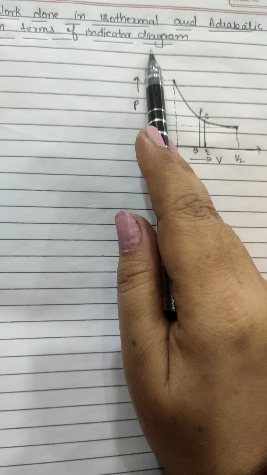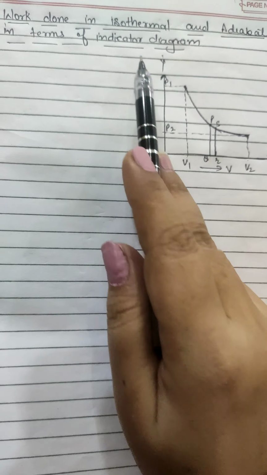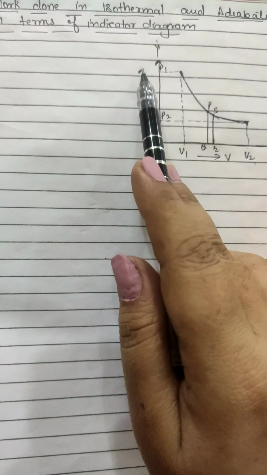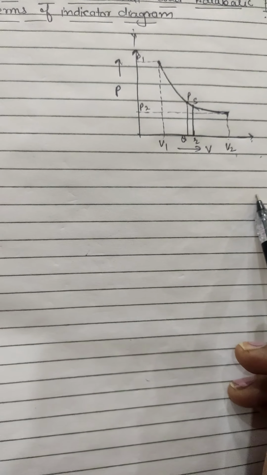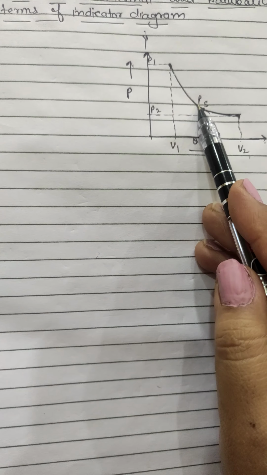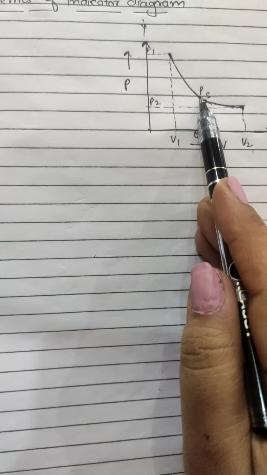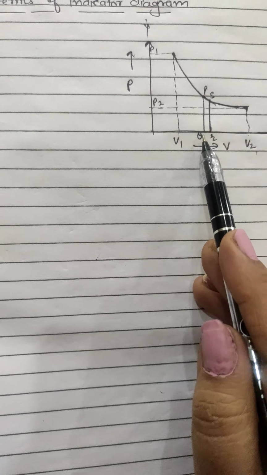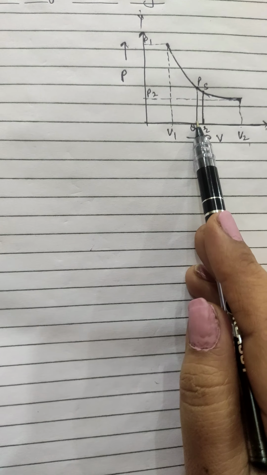Work done in isothermal or adiabatic processes in terms of the indicator diagram. As we know, the indicator diagram is a PV diagram in which pressure is taken along the y-axis and volume is taken along the x-axis. Now let us consider a point P on the indicator diagram, which represents the pressure position, and point Q on the volume axis corresponds to the volume.